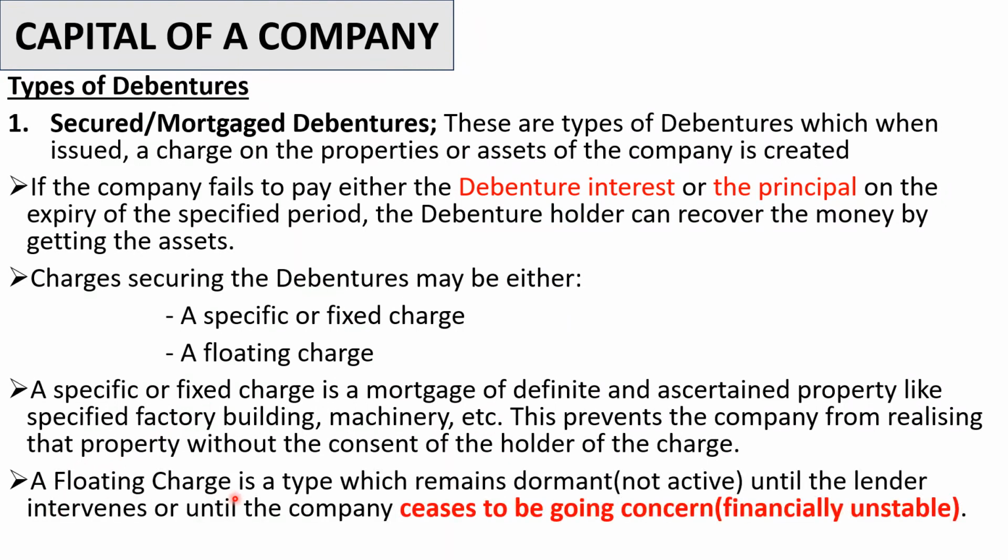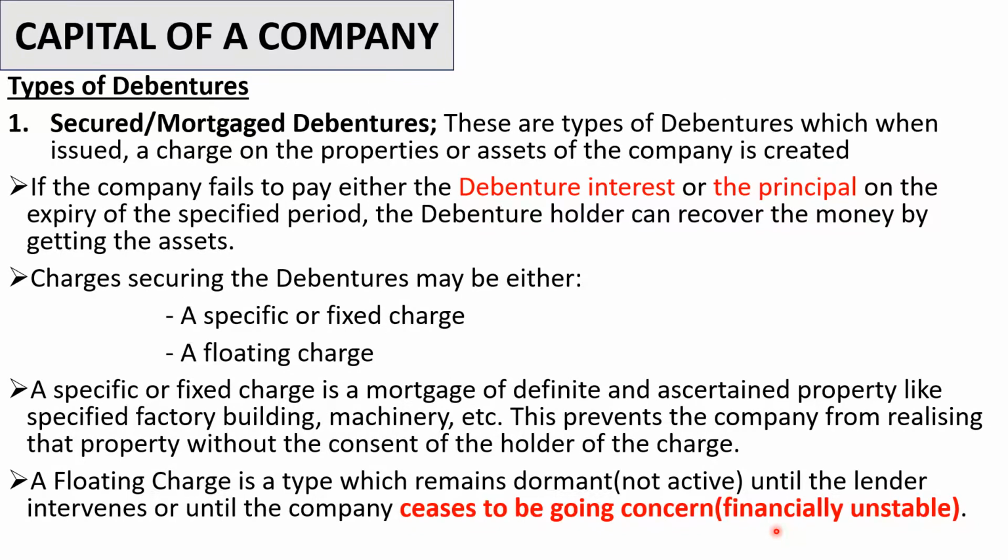Then the other type is a floating charge, which remains dormant. Dormant means not active until the lender intervenes or until the company ceases to be a going concern, meaning that the company is becoming financially unstable or is about to close or fail. So this floating charge is a charge that can be issued on assets that keep on changing. It can be maybe money. Well, money may not be a good example.